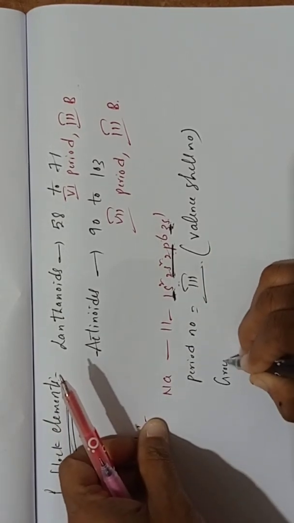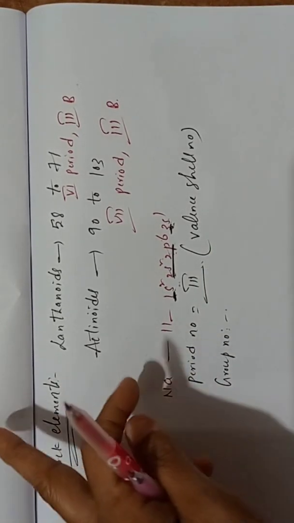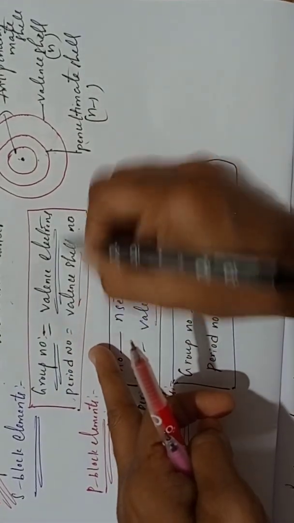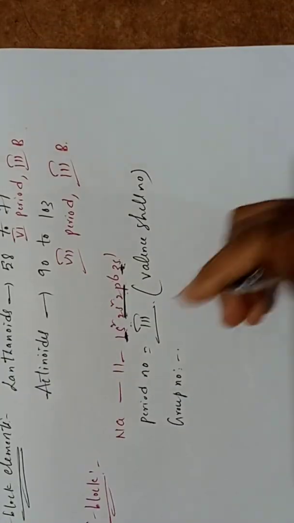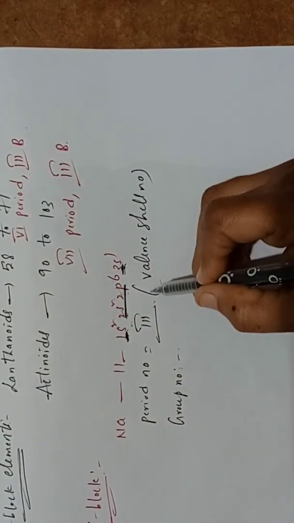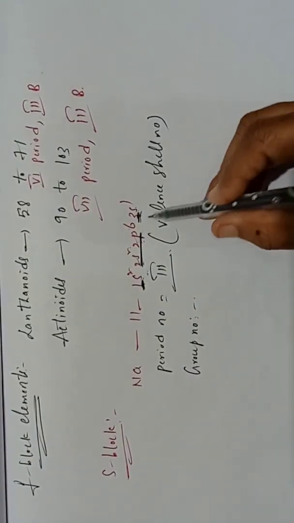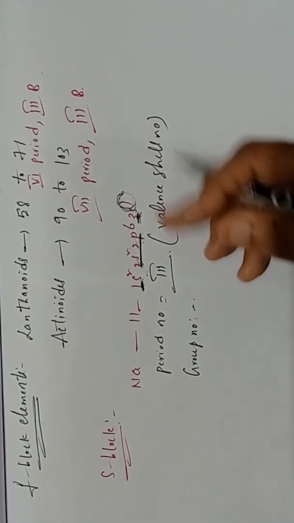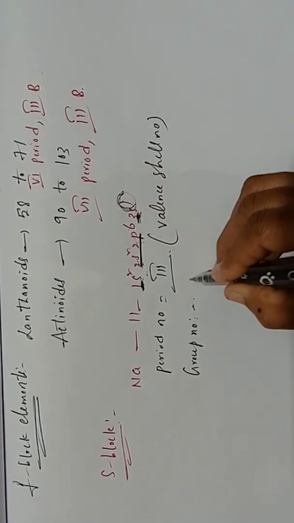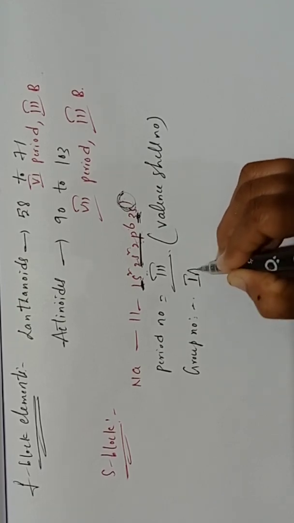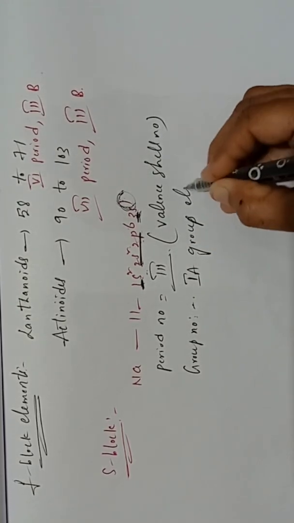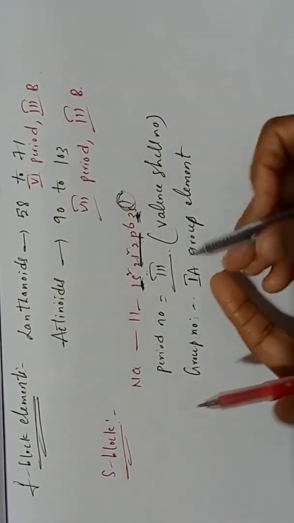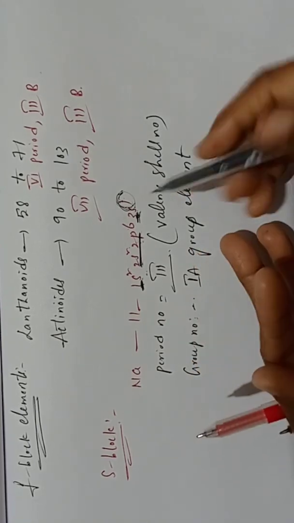Now coming to the group number. How to find the group number, students? What is the formula for the group number of S block elements? Valence electrons, correct? How many valence electrons are there here? The third shell is the valence shell. In the third shell, how many valence electrons are there? Only 1 electron. So which group element is it? First A group element. Are you clear? It is a first A group element because it is an S block element.